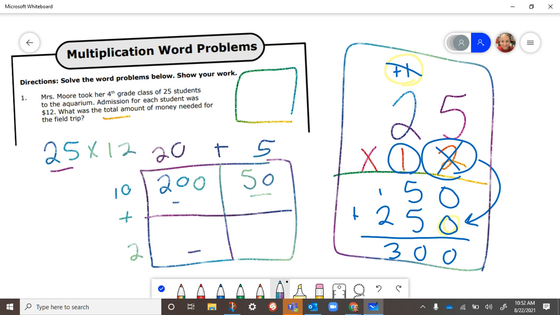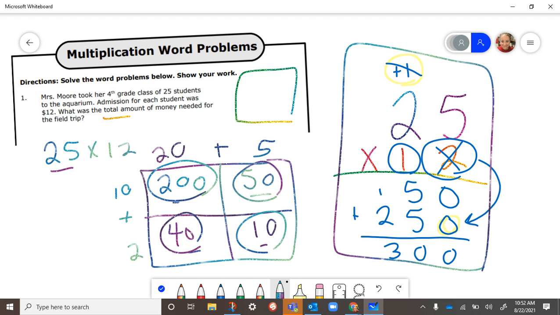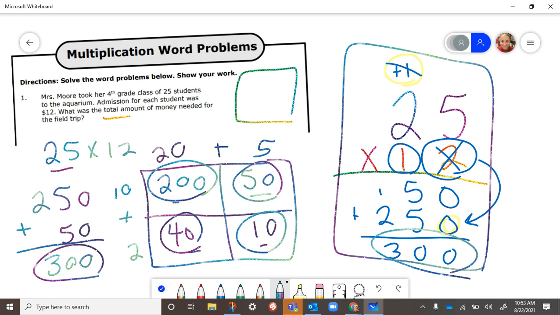If I'm in this box, I'm going to look all the way up to my 20 and all the way over to the 2. 20 times 2, the 2 times 2 is 4 plus the 0, 40. And then if I'm in this box, I'm going to look up to the 5 and over to the 2, and 5 times 2 is 10. Then these are my partial products, so I'm going to add them. So 200 plus 50, that would give me 250. And then 40 plus 10, there's my 50. I add those up and I get 300, which matches what I got earlier doing the algorithm.